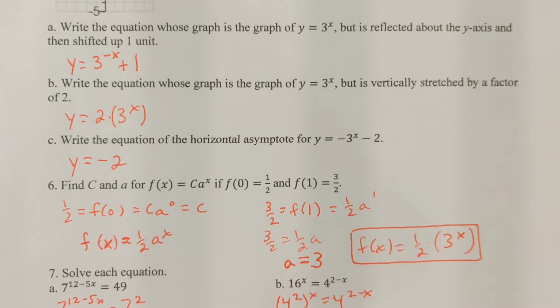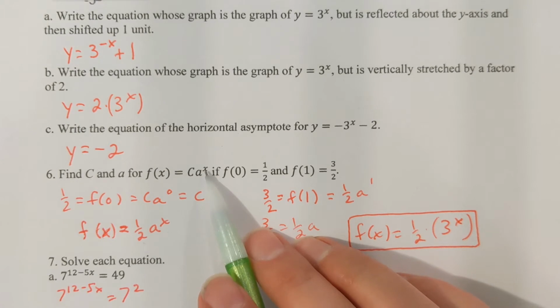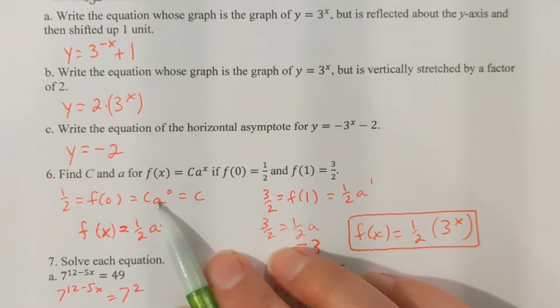Find c and a for the function f of x equals c times a to the x if f of 0 is 1/2 and f of 1 is 3/2. There's a couple of problems like that in the book where they want you to find an exponential function that fits the additional information that's given to you. So f of 0 means that I'm going to plug 0 in where I see x. Well, I've done that.